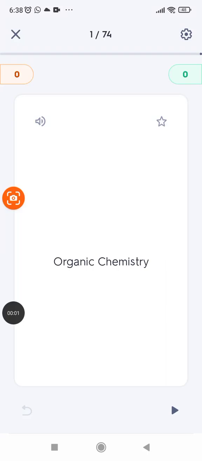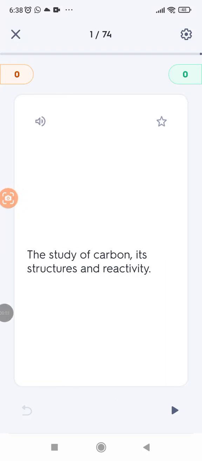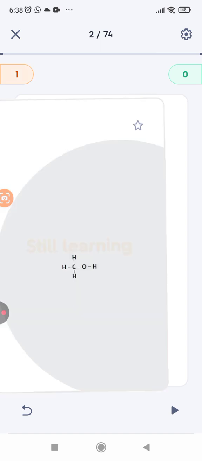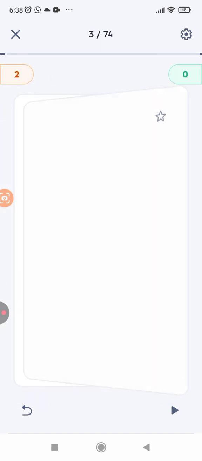Now we start with organic chemistry. As we can see, the study of carbon structure and reactivity is called organic chemistry. Now next is alcohol. Here we can see the formula of the alcohol in which the OH bond is present here. And now next we see the phenyl group.